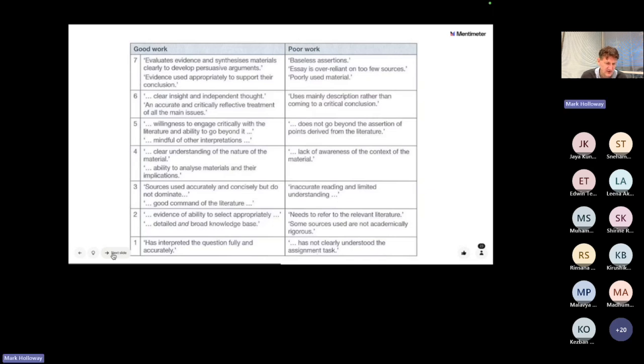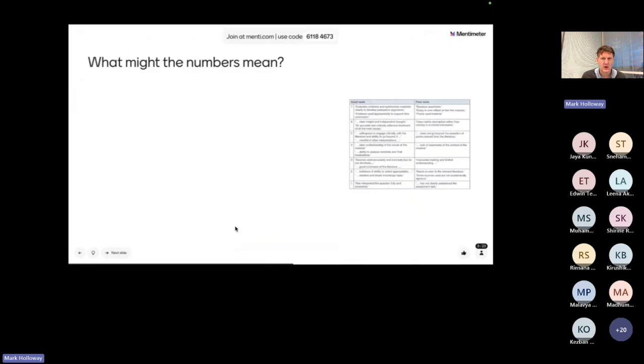Okay, now I have a challenge for you. I just read you some comments that relate to good work and to poor work, but on the left there are numbers 7, 6, 5, 4, 3, 2, 1. And my question for you is, I'm inviting you to interpret this. What do you think the numbers might mean?